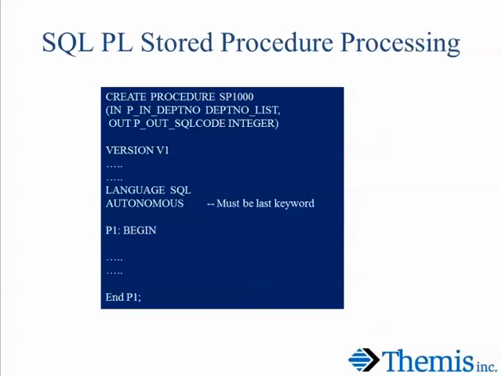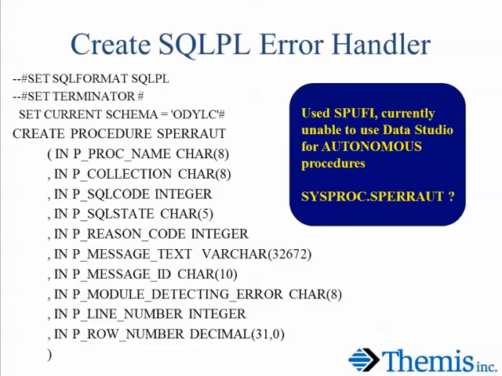When we're defining those autonomous stored procedures, the language is autonomous and it must be the last keyword in our definition. Now in our sample here, we use SPUFI because currently Data Studio doesn't accept the autonomous keyword. This is a common error handler. If I place the procedure in a collection or a schema, which is the collection ID by default, that is my application group collection, then I have an error handler unique to that collection of packages.